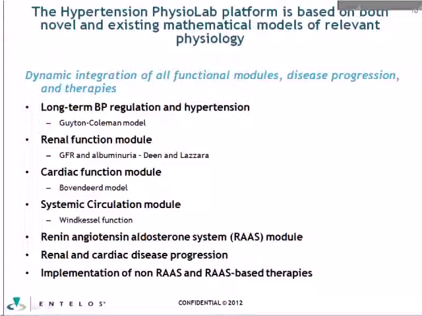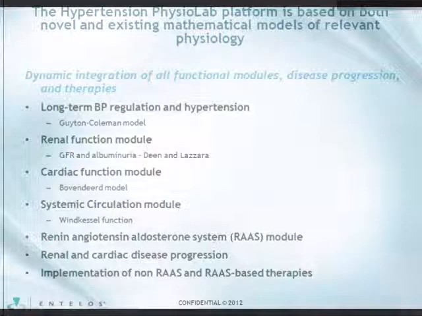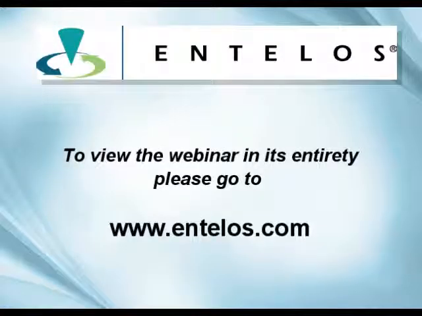We also have the representation of a nephron and GFR and albuminuria, but we've also expanded that to allow us to capture the dynamics of disease progression and response to therapies. So the cardiac function is also another part that's based on the heart cycle mechanics work by Bovendeerd.